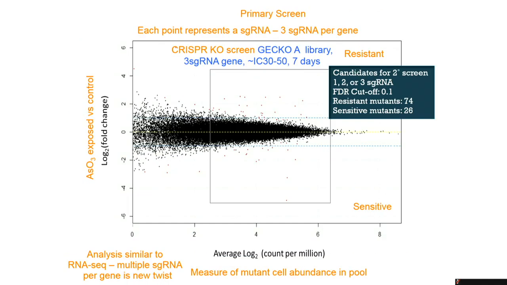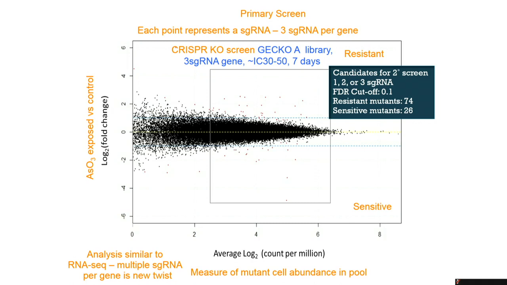So what do you find? Well, for people who have looked at RNA-seq data, this looks very similar. This is showing the number of counts and the relative frequency of that mutant in the pool as compared to the untreated. So this is looking at the relative abundance of an individual mutant cell in a population of the mutant cells in the pool.